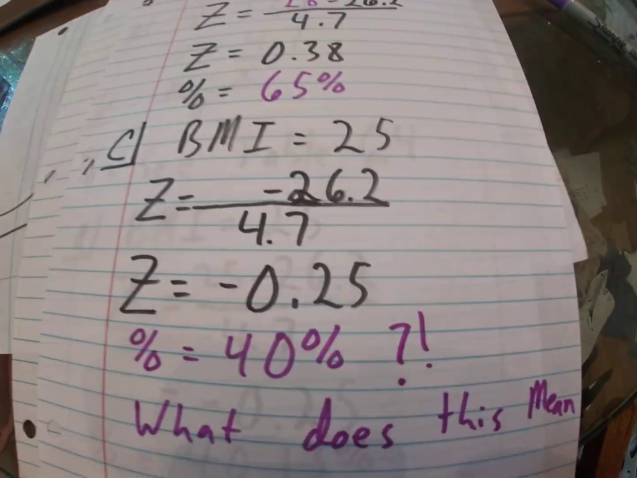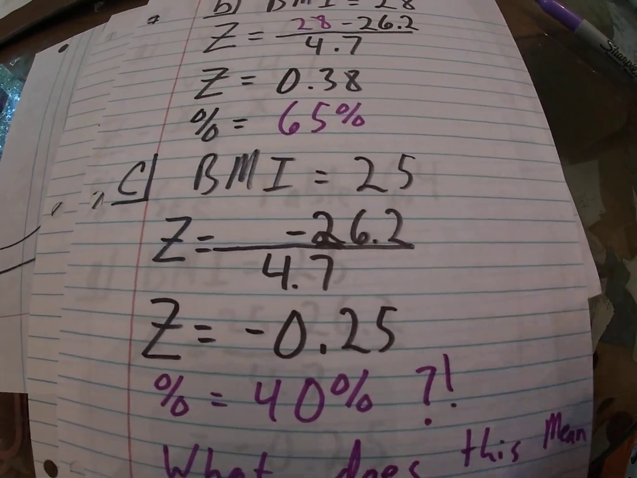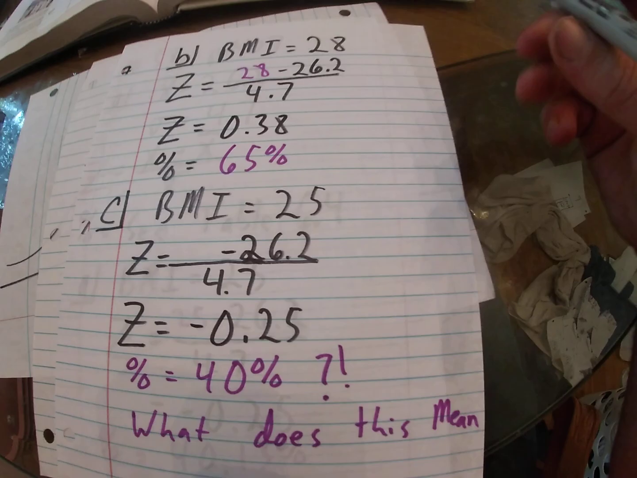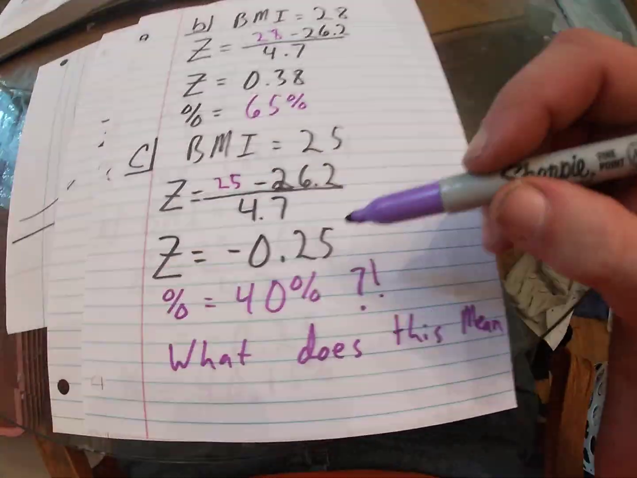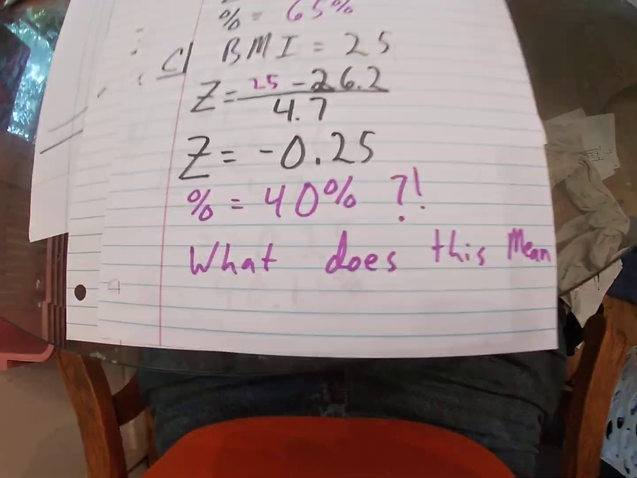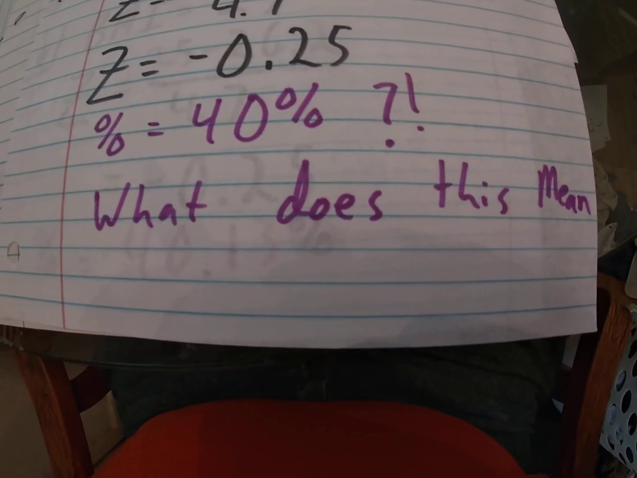Everything is pretty straightforward with this problem until you get down to part C, and it asks how many people had a body mass of 25 or higher. That was 40%. But this last thing, what does that mean? For part C, when you ended up with a percentile of 40%, that means that 60% of the people are actually overweight in America.